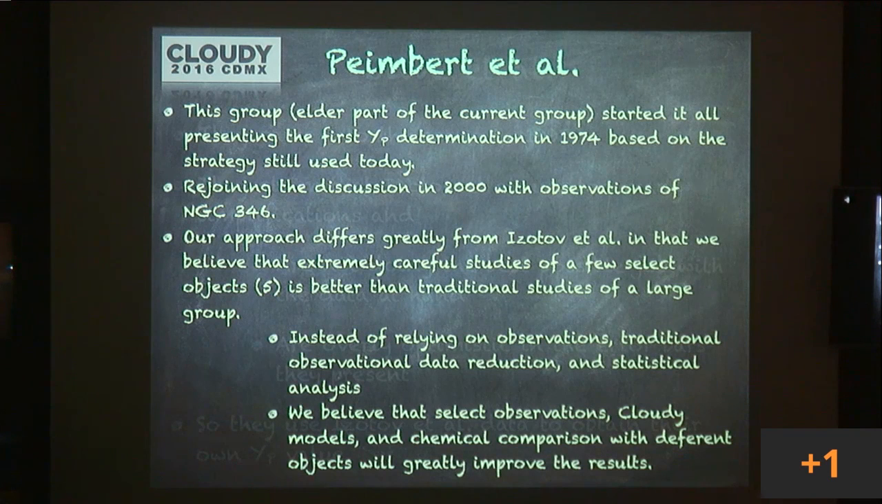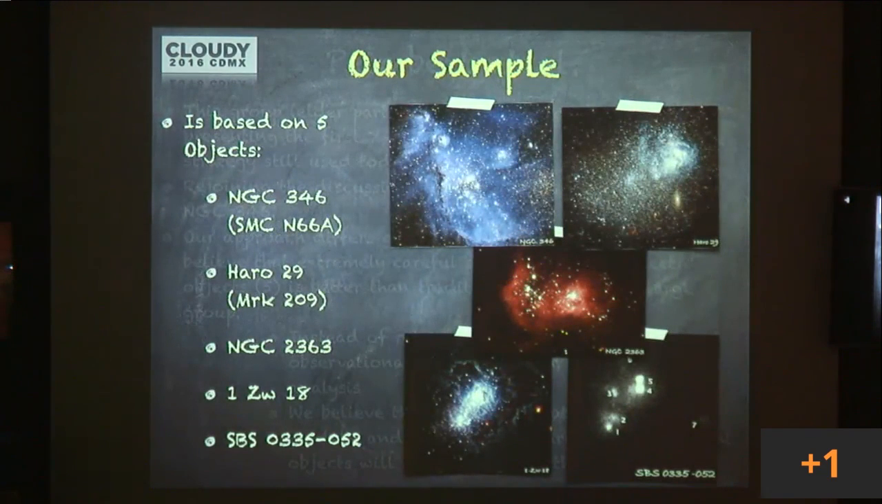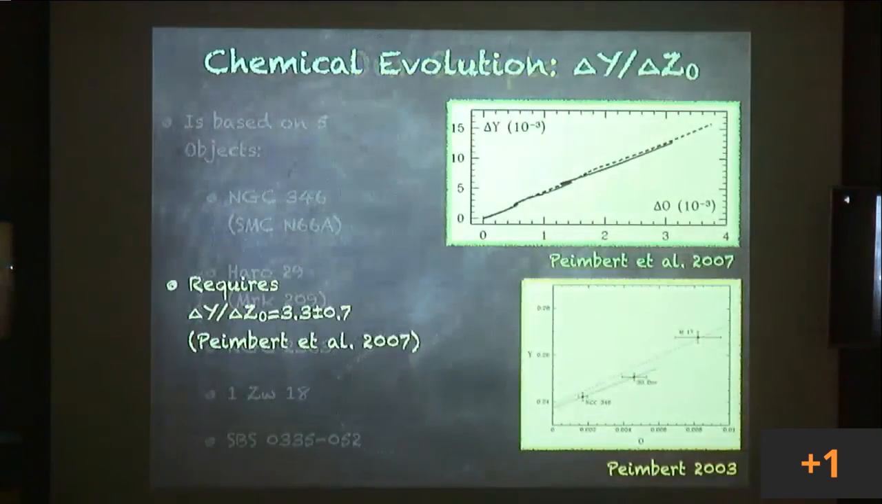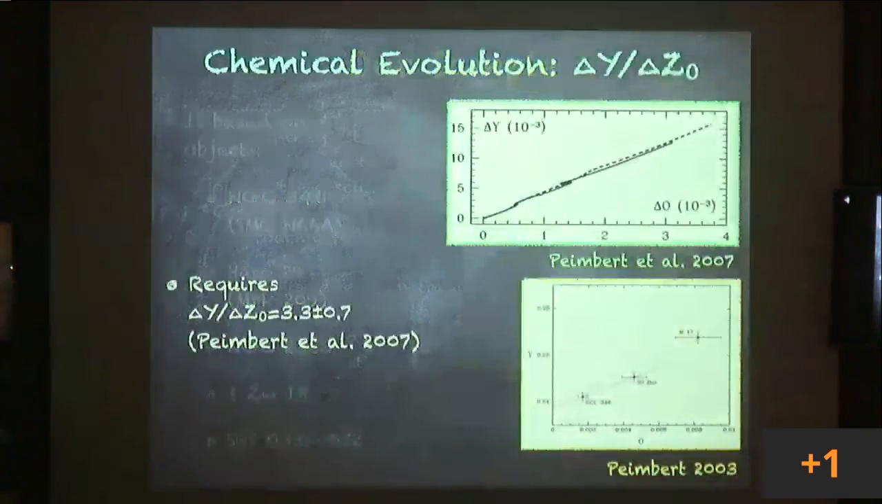I'll talk a little bit later about the chemical evolution. So our information on chemical evolution, we take it from elsewhere, while the other two groups take it from within their own determinations. So our sample is these 5 objects. If you know any one of them, you can feel part of this. If not, well, they are just 5 low metallicity extragalactic H2 regions. Well, before that, NGC 346 is the only one we observed. The other ones are data by Isotov et al.